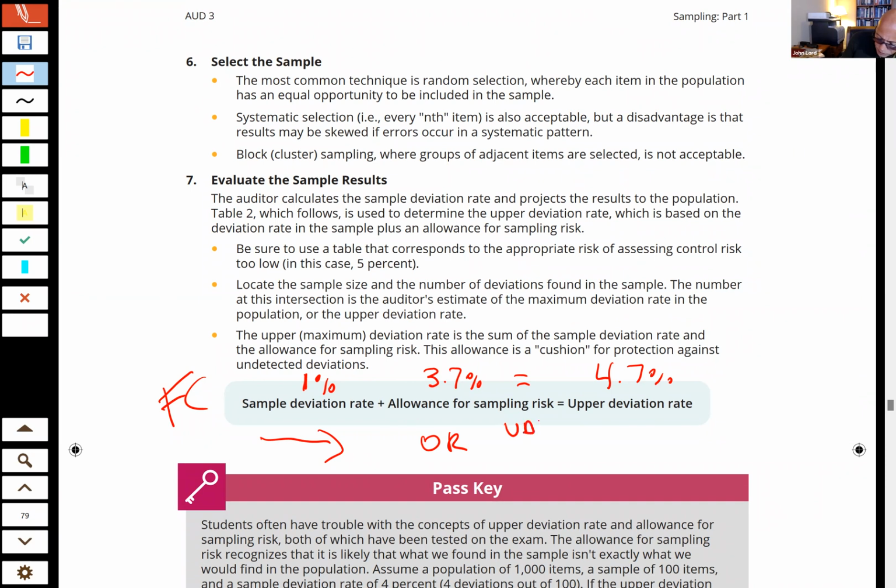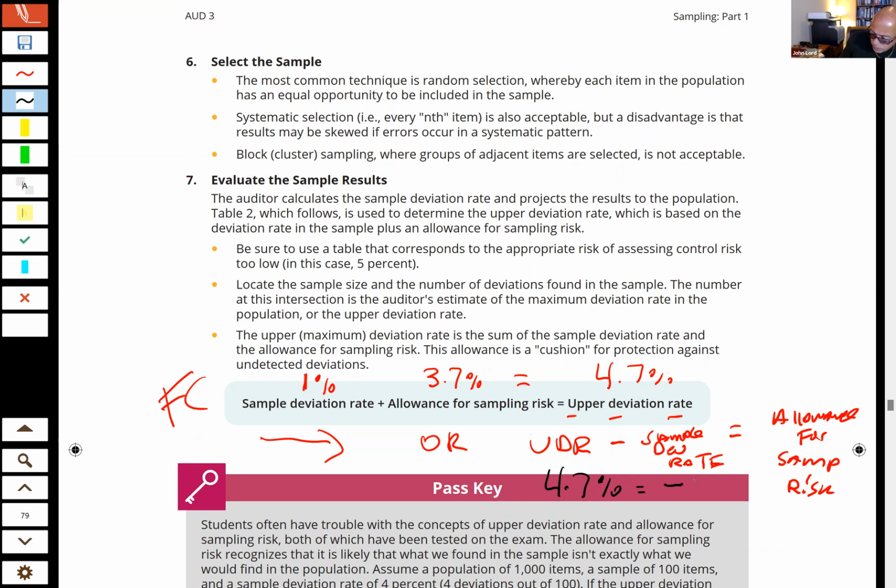is that the upper deviation rate, which I'm abbreviating now UDR, minus what? Now I put those underlines there. I'm gonna write that down a little lower. The upper deviation rate minus what? Minus the sample deviation rate equals what? The allowance for sampling risk is another way to look at that. Upper deviation rate was what? 4.7%. I'll write that in a different color, the red on the page there. 4.7% upper deviation rate minus what? The sample deviation rate was 1%, gave me the allowance for sampling risk of 3.7%.